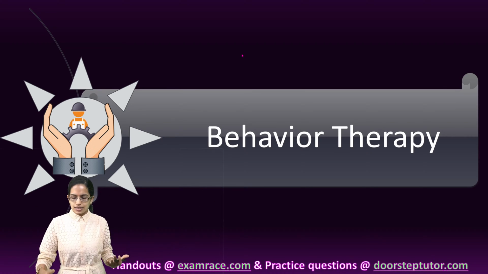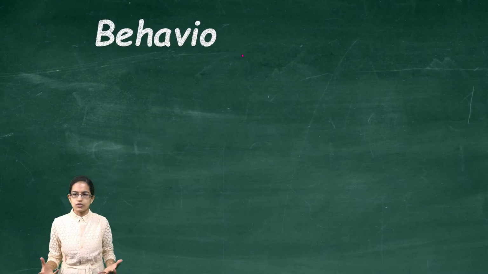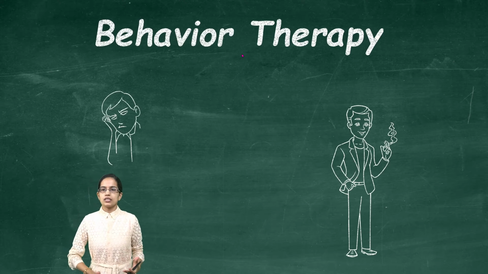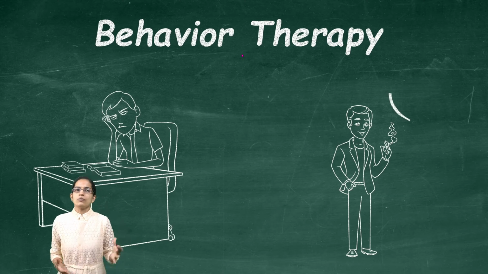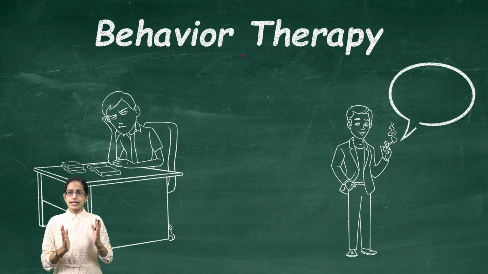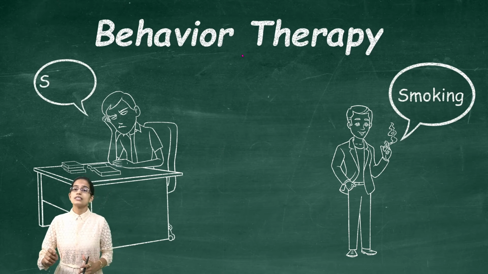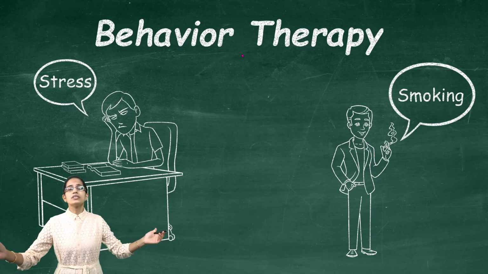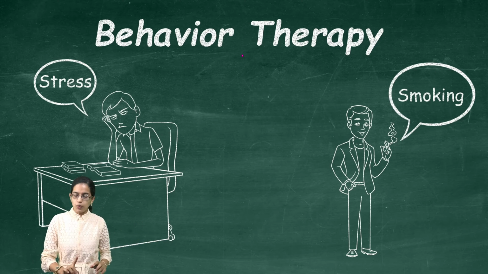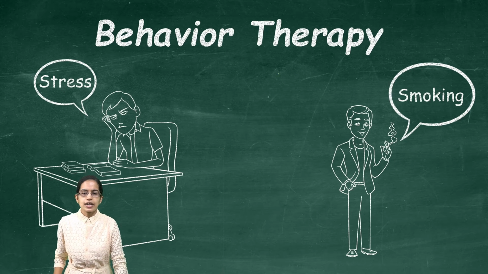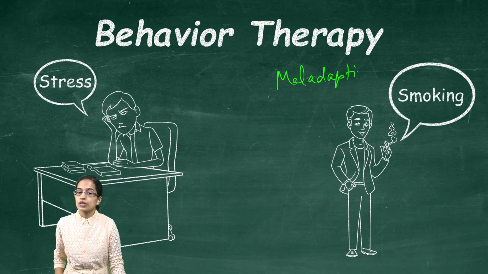So let's understand behavioral therapy, the basis of it. To start with, I have a very simple example of a person who is smoking. The person says that I know this is a maladaptive behavior. 90% of the population around me does not smoke, but I do smoke. So the first thing that is identified is the maladaptive behavior. Once the maladaptive behavior is identified, what is the next step?